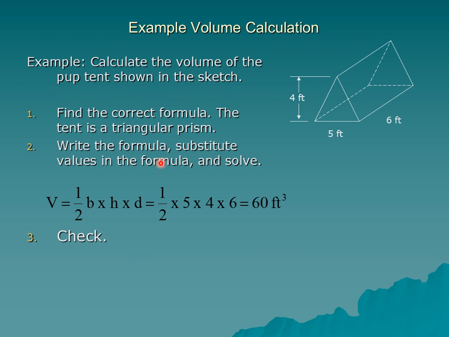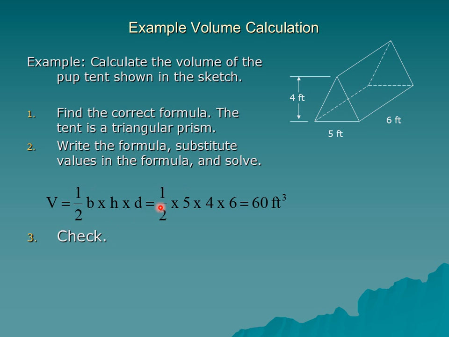This is an example. Let's try this example and see. Calculate the volume of the pop tent. Now this is a pop tent here. You can see that one of the sides is actually a triangle, and then you have a height. All you have to do is just calculate the area of the triangle and multiply with the height.